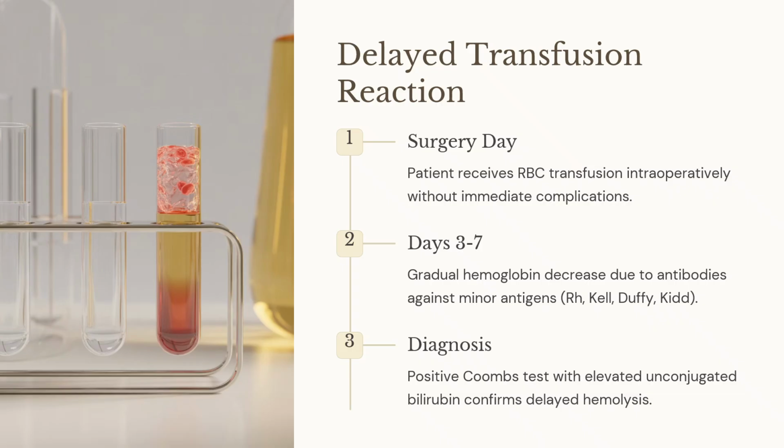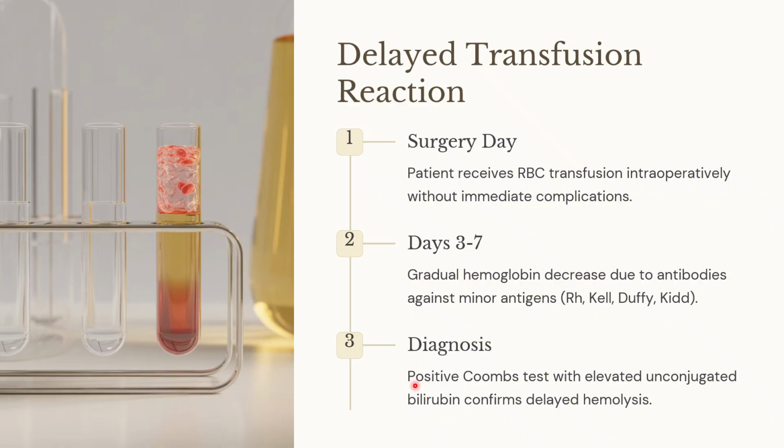What does delayed transfusion reaction mean? The patient will receive RBC transfusion intraoperatively without immediate complication. After 2 days to a week, there will be a gradual hemoglobin decrease, indicating that hemolysis is happening. And the Coombs test will also be positive, indicating that there is involvement of antibodies.